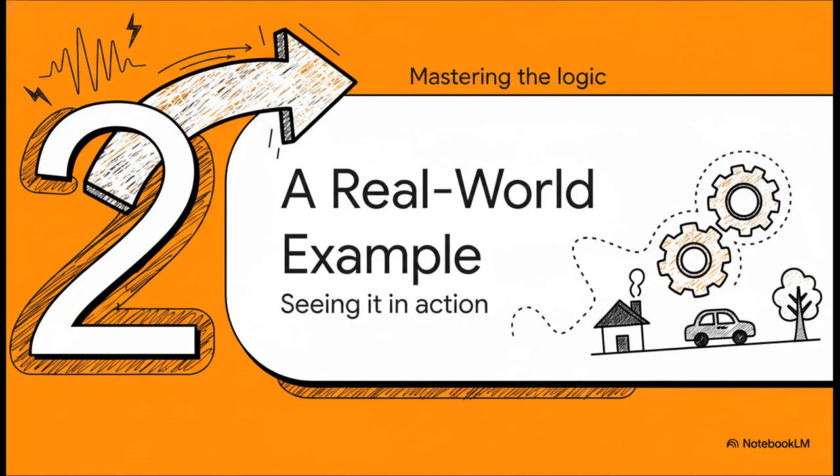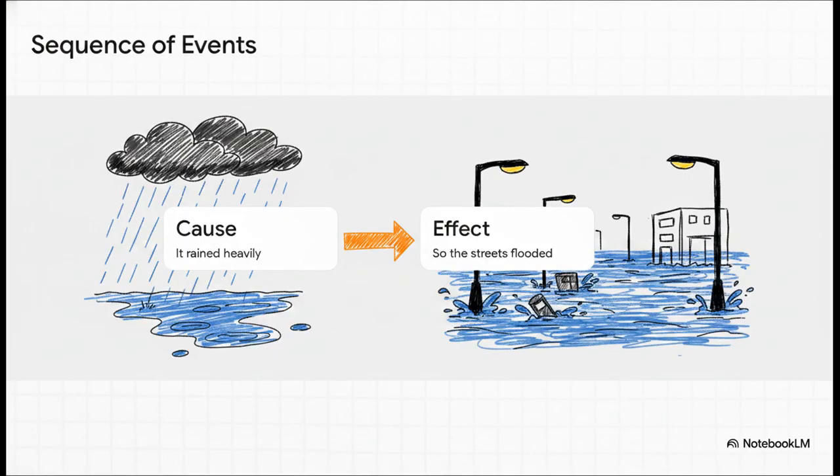Moving right along to Section 2, a real-world example, seeing it in action. Let's look at a scenario that perfectly illustrates what we're talking about here. We've got a very clear two-step chronological flow straight from our source material. Step 1, it rained heavily. Step 2, so the streets flooded. When we map our core logic onto this little mini narrative, it becomes crystal clear. The heavy rain, that's our cause. It's the underlying reason. And the flooded streets, that's the effect, the direct, undeniable result of all that heavy rain. The chronology absolutely matters here, folks. The reason always drives the outcome.